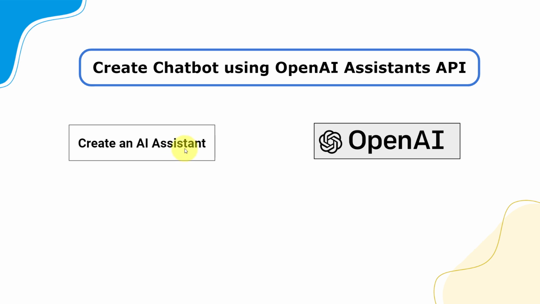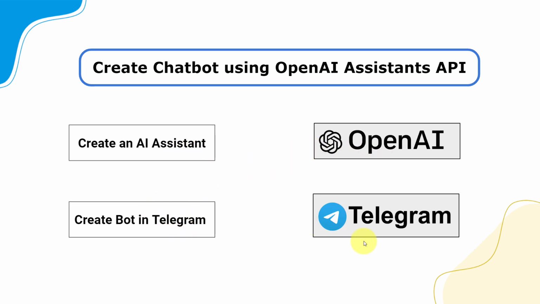So firstly, I will create an assistant in OpenAI, then I will be creating a bot in Telegram, and further I will be connecting that bot with that Assistants API, and in this way I am going to automate this whole process. Want to learn how you can also automate this? Come with me and I will show you everything step by step.